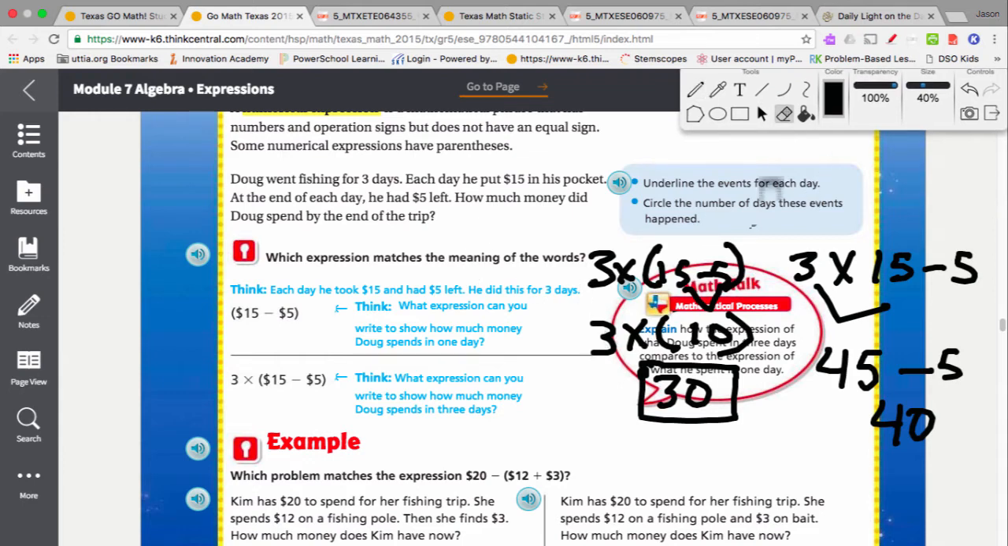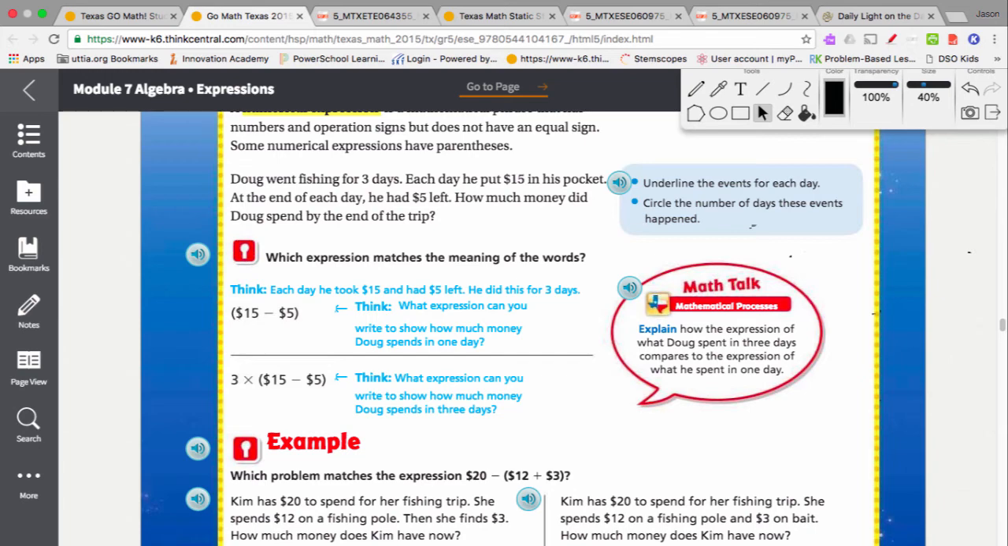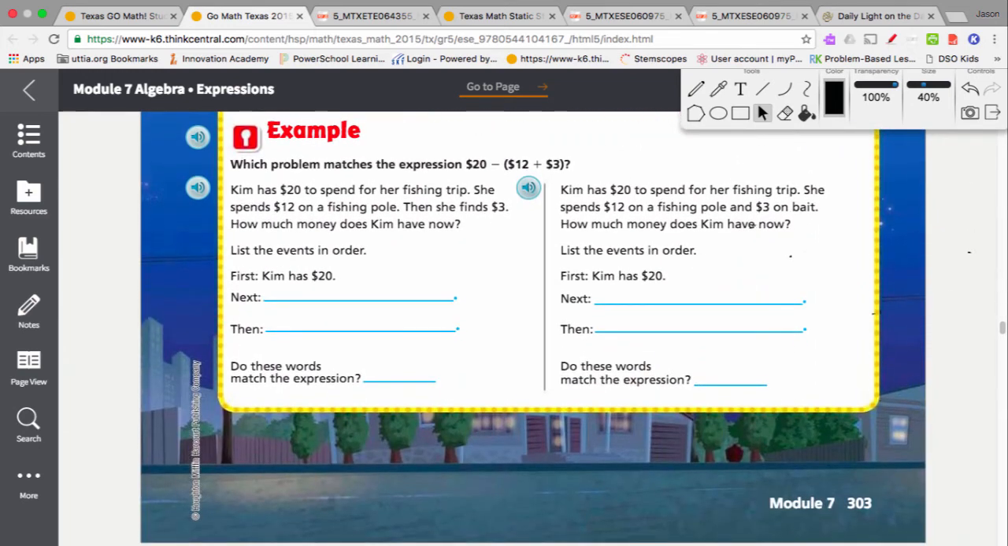Let's look at some more examples of how we can match the problems. We'll just erase this and get it out of our way, and pull our sheet down a little bit. We have a problem with Kim spending money on a fishing trip. Now here's the expression, 20 minus the sum of 12 and 3. And that's how we read this, 20 minus the sum of 12 and 3.